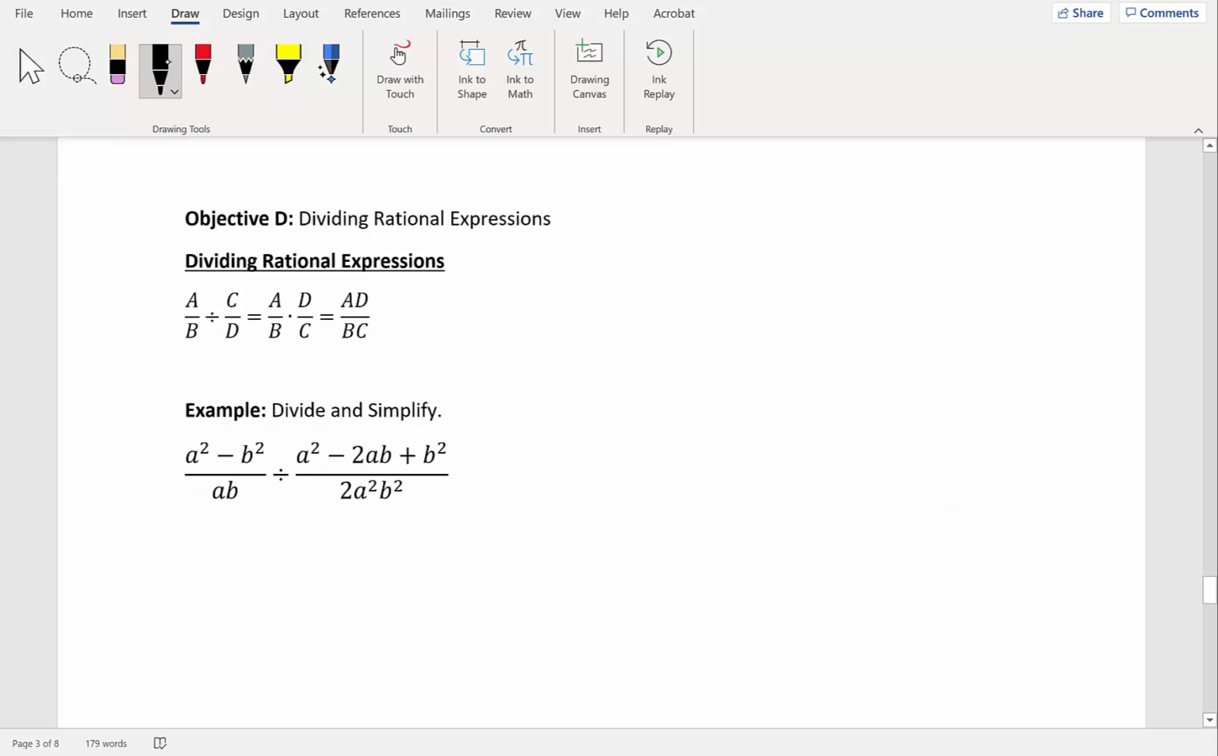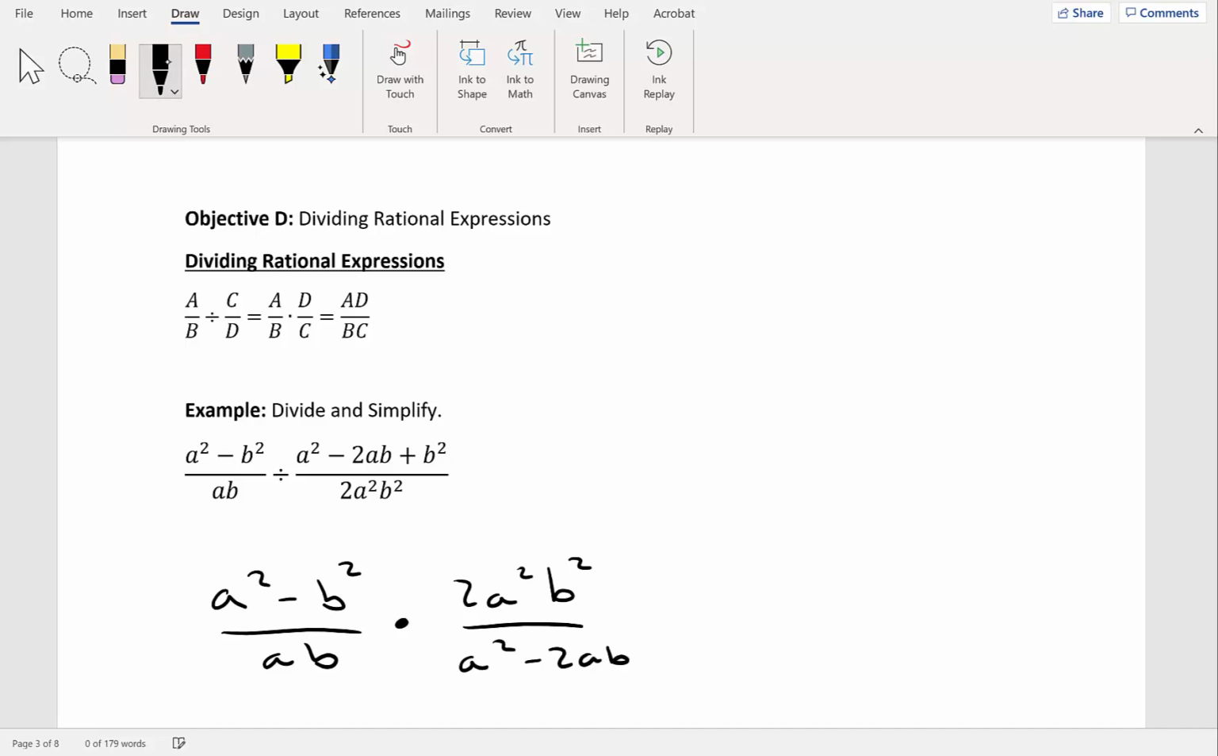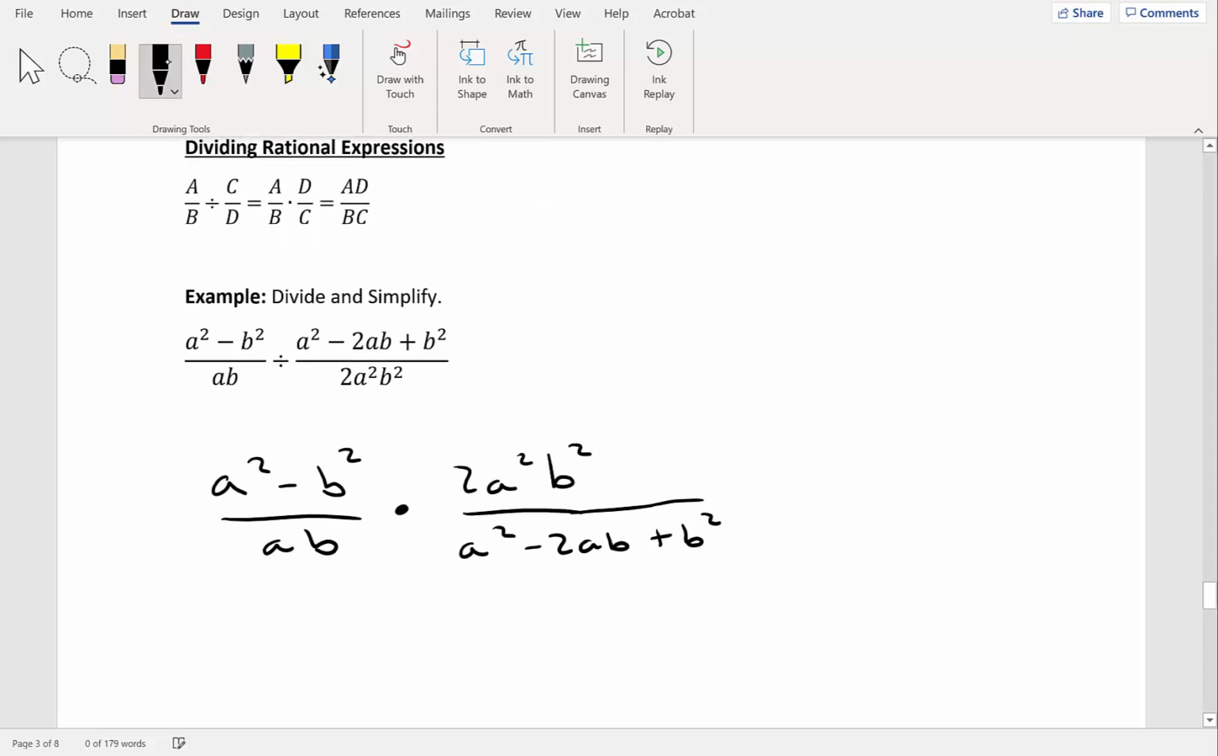So divide and simplify. So we have a squared minus b squared over ab divided by a squared minus 2ab plus b squared all over 2a squared b squared. So let's go ahead, keep the first fraction the same. My very first step, I'm going to change this into multiplication. So first fraction stays the same, change division to multiplication, and then flip the second fraction. And now we have a multiplication problem. So now let's work this out the same as we did with those two other examples.